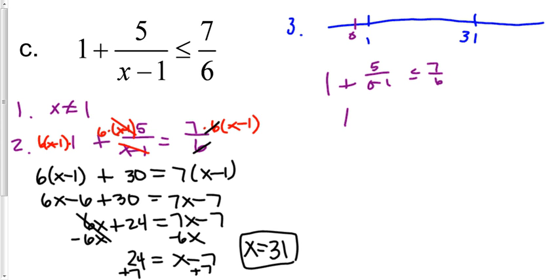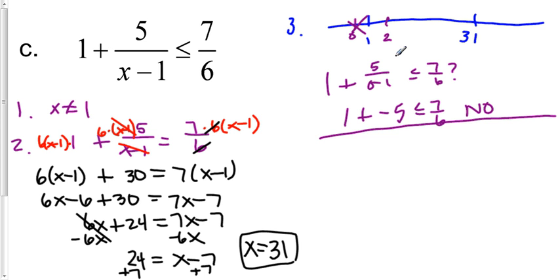So I have 1 plus this is 5 over -1 or -5. Is that less than or equal to 7/6? Definitely not, because I get -4, not less than or equal to, so this is out, no. I know 1 is not a solution, so I have an open dot there, but I need to check now to see if anything to the right of it is a solution. So is 2 a solution, or anything in between 1 and 31? You only need to test 1 point. So I'm going to check 2 for x.